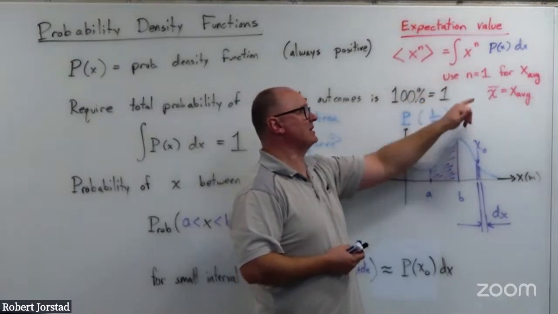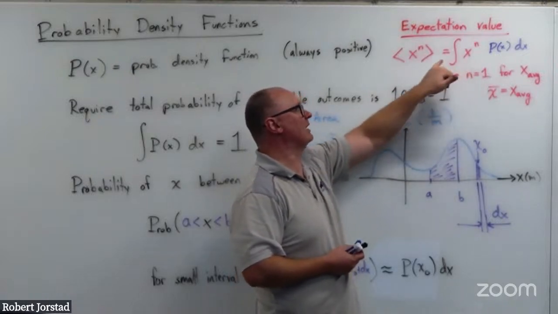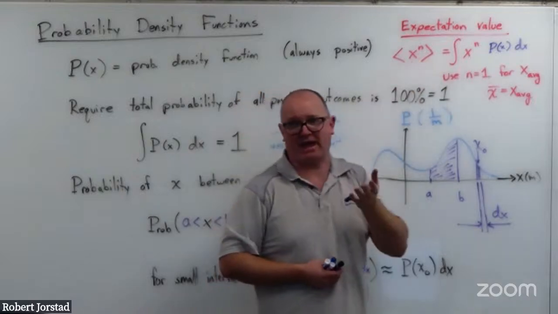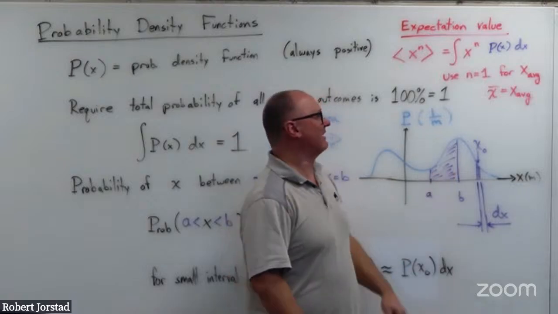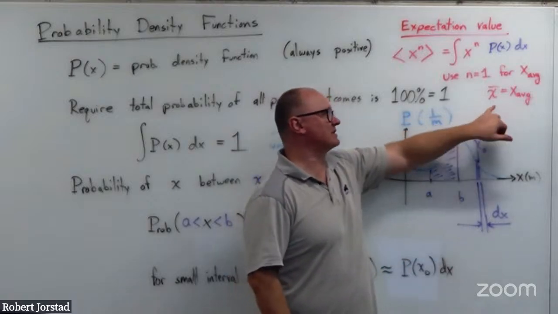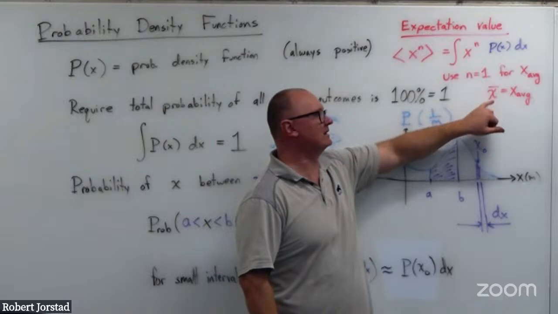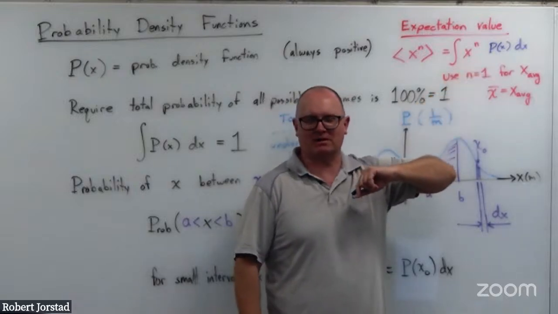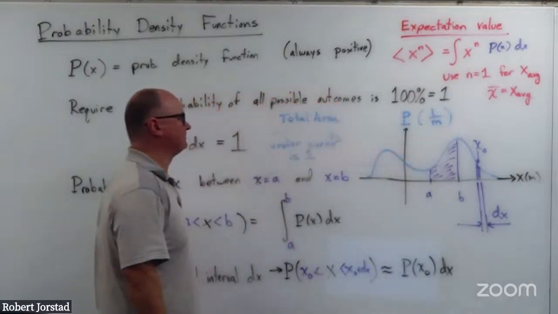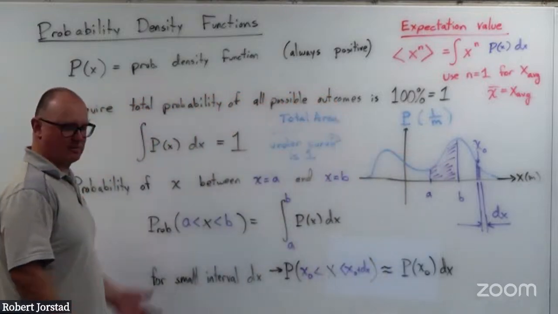Why am I mentioning this? For example, if we use n equals 1, the expectation value of x is a fancy way of saying the average value of x. All right, so if you want to get the average value, which is sometimes written as x with a bar over it, we just say integrate x times the probability distribution function or density function. All right, so that's our probability review.